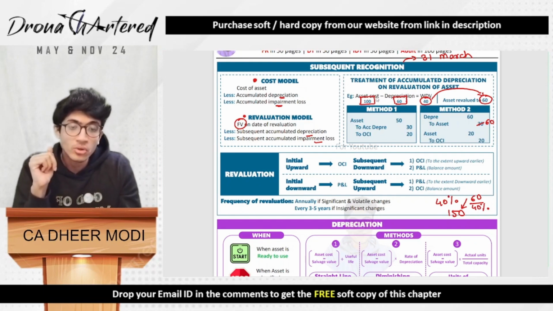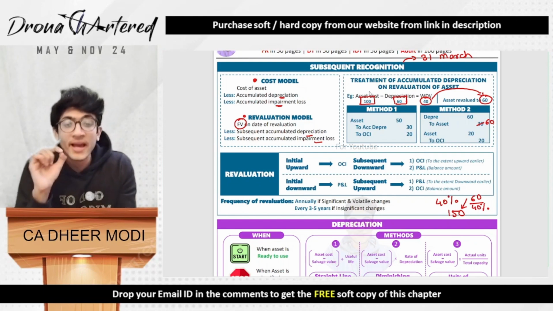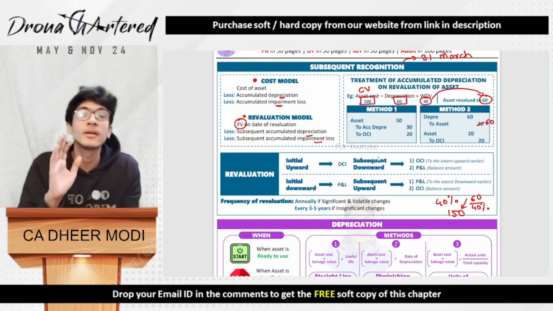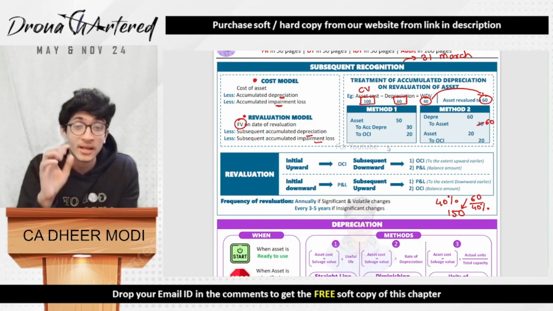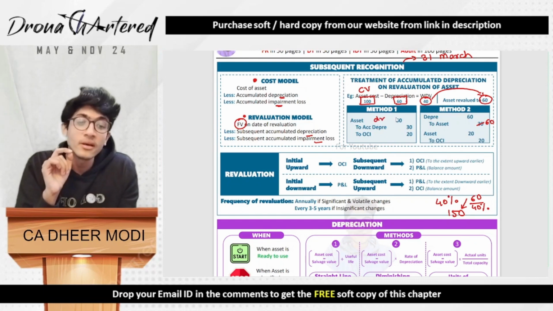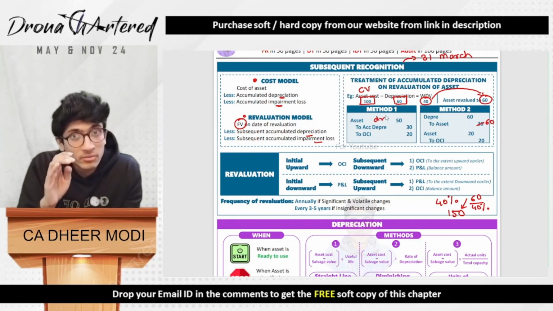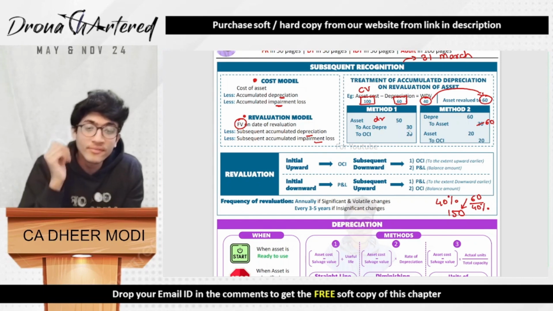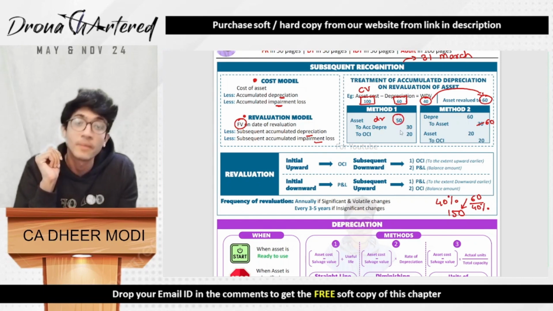So in such a case, what do we do? The carrying value of your asset in books is currently rupees 100, because you have not touched the asset. So asset will be debited by 50. That means 100 was already there, so we are increasing its value by 50. Therefore we are debiting.